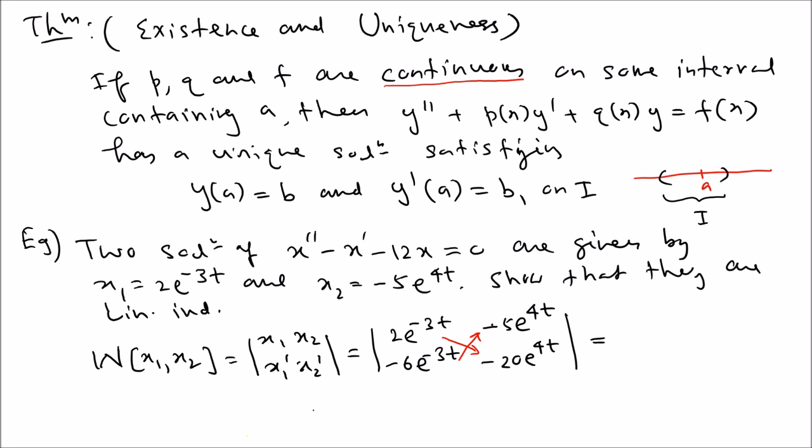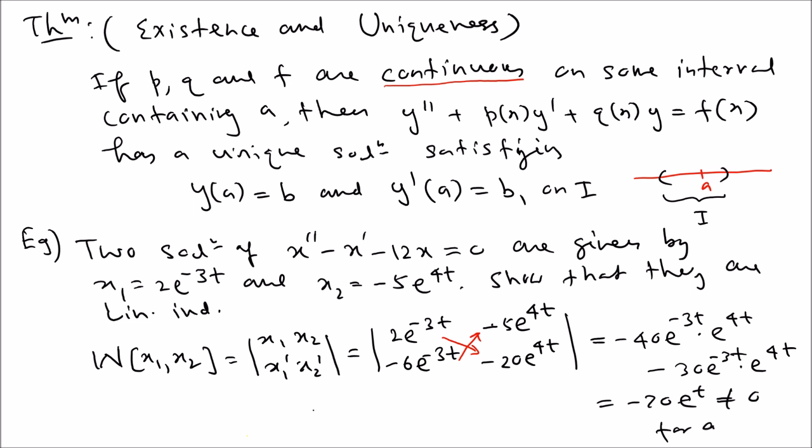If you multiply that one, you're going to get negative 40e^(-3t) times e^(4t). And when you multiply the other one, you get positive, and again minus, because it's AD minus BC. So you're going to get 30e^(-3t) times e^(4t). When you multiply, you get negative 70e^t, which is not equal to 0 for any t. We only need one t, but for any t, it doesn't equal 0.